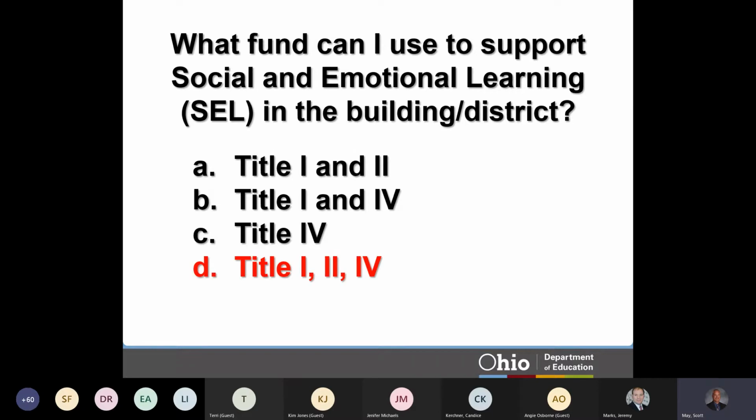And the answer is, to help support social and emotional learning, it falls under Titles I, II, and IV. Now, it looks a little bit different under each. Support could be defined as different things. It could be professional development. It could be providing supplies. PBIS is sort of part of social emotional learning. In Title IV, there's the whole child and under school safety and wellness of students. So each one of those grants would have the ability to help support social emotional learning. Next question.